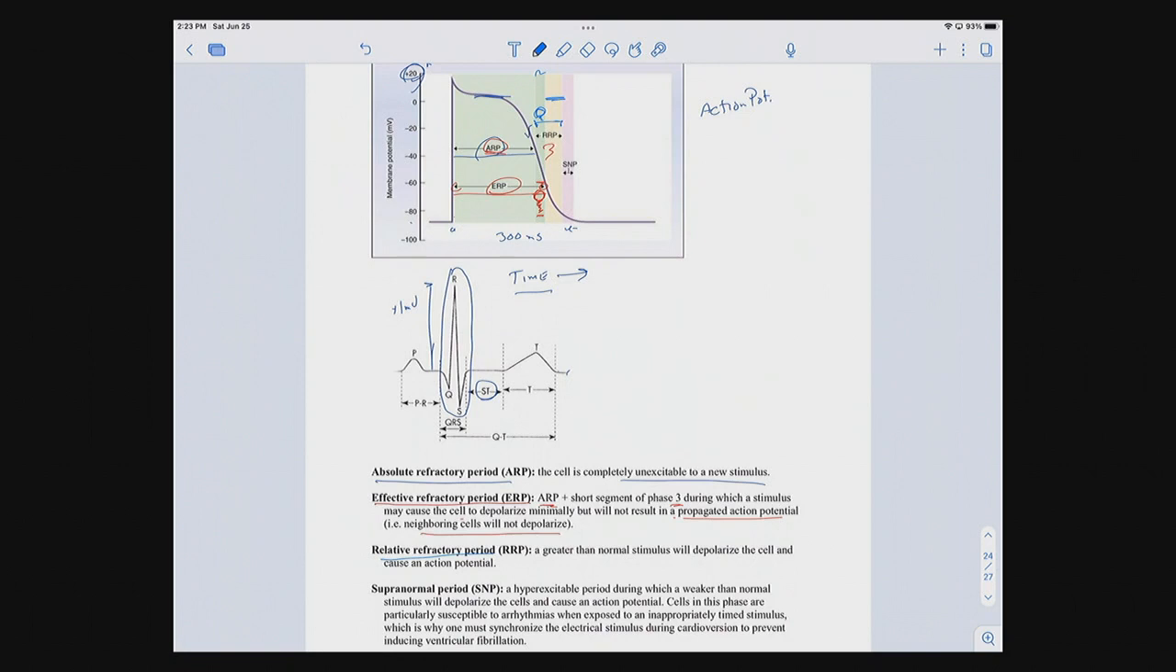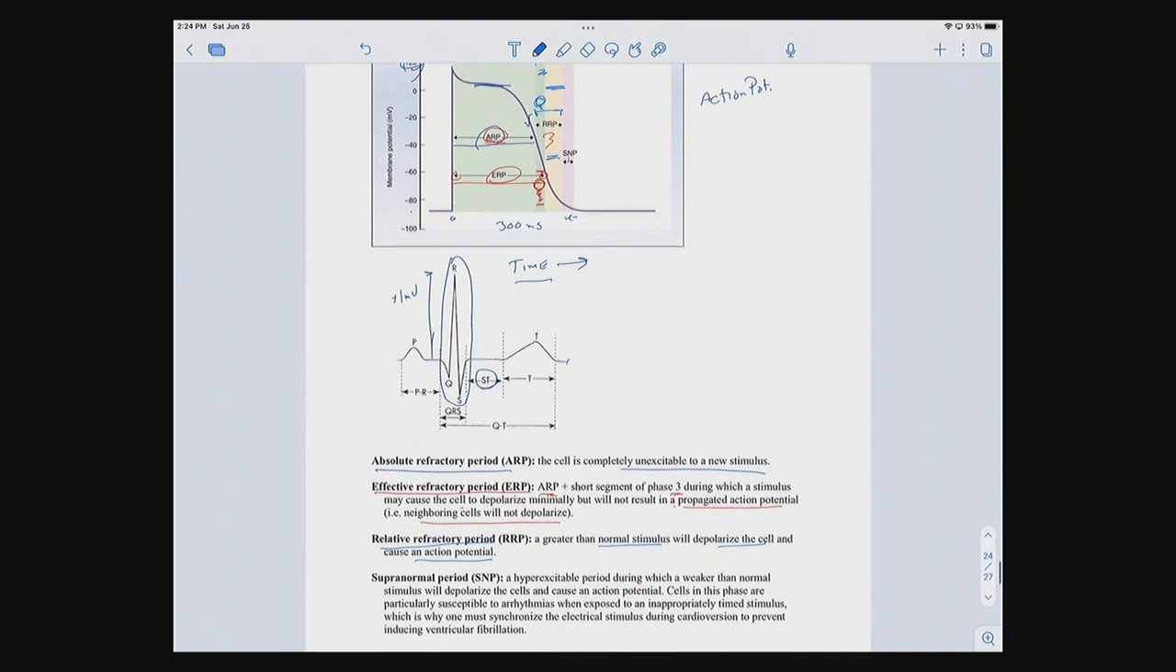You have to think about it a little bit, but that's what that is. So relative refractory period: a greater than normal stimulus will depolarize the cell and cause an action potential. Will that action potential cause an action potential in the next cardiomyocyte? Depends. If we're in the yellow, yes. If we're in the little green strip, no.